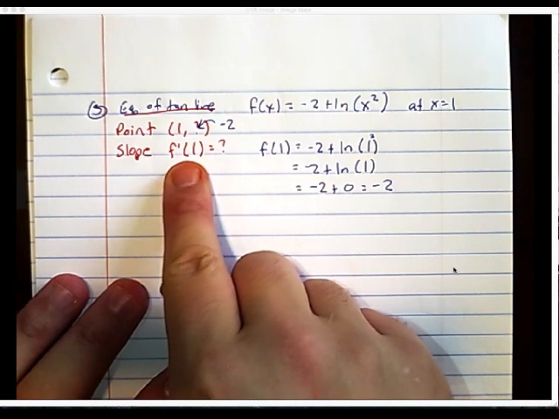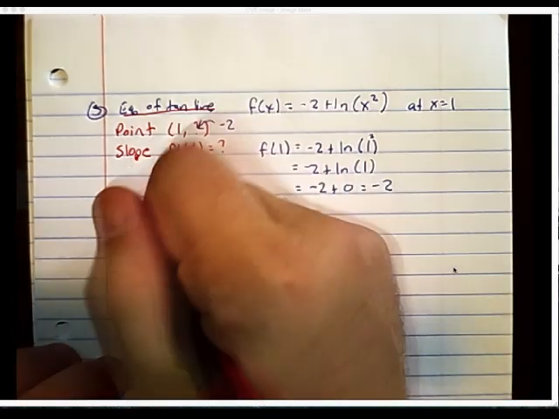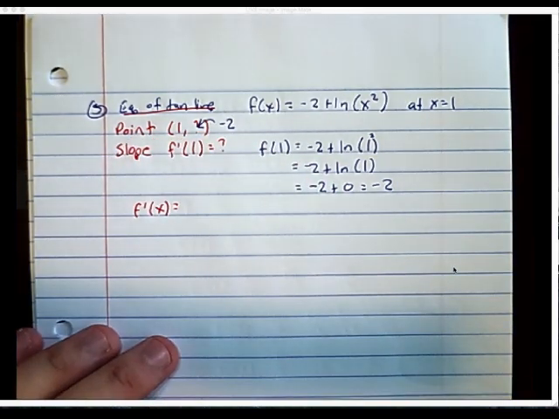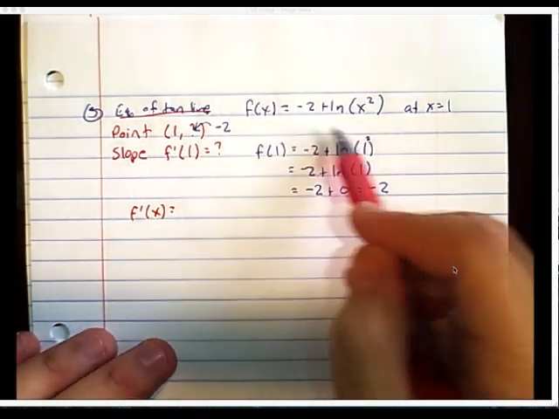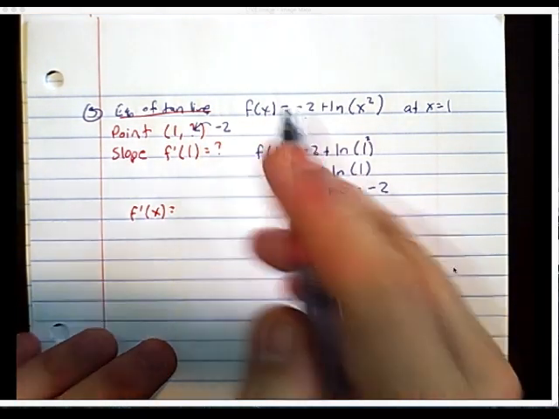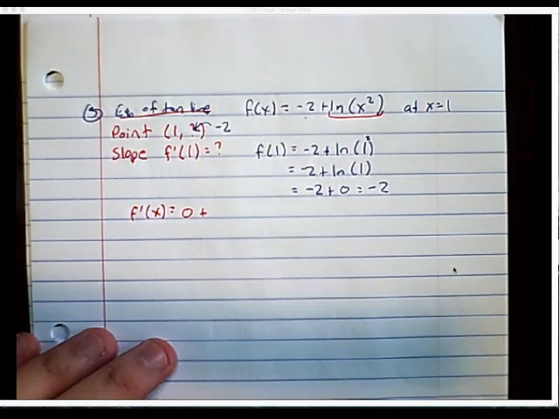Now, to get the slope, I need to find f prime at 1. So let's first find f prime of x. Okay. Well, here's the original function. Let's find the derivative. Derivative of constant is 0. How do I find the derivative of this?